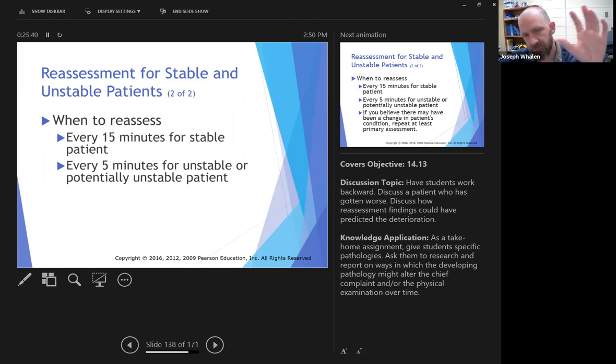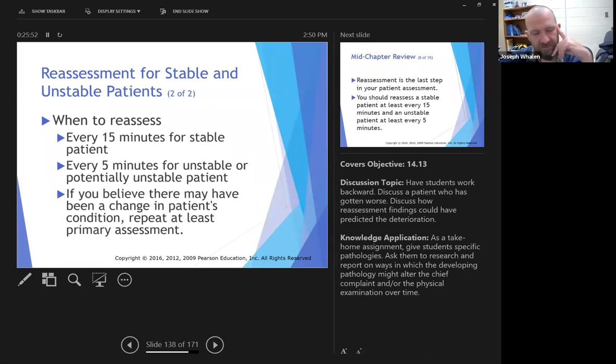Again, these are general timelines. It's not like there's going to be an alarm going off in the back of the ambulance saying, oh, I got to reassess now, right? We got to reassess every patient, basically. We want to make sure we didn't miss anything. We want to identify any changes. We want to make sure that they're getting better and not worse. And so we got to be on top of it, especially for those unstable patients.